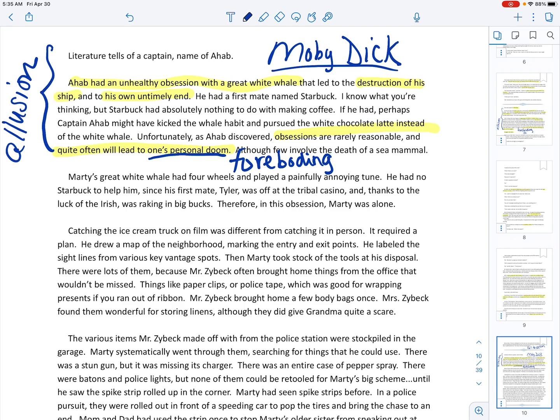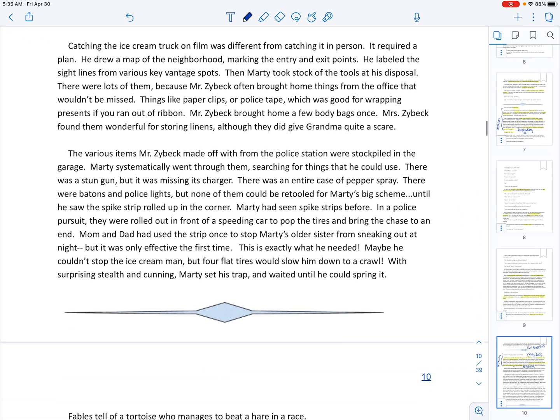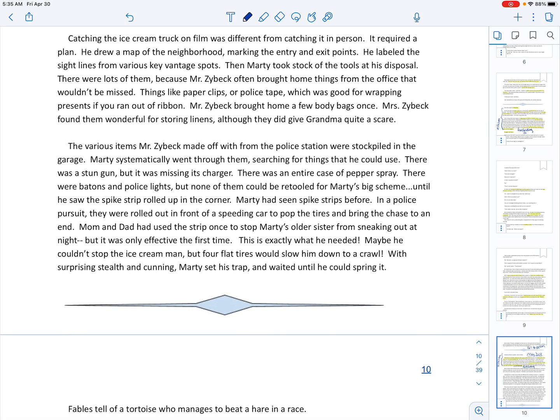Marty's great white whale had 4 wheels and played a painfully annoying tune. He had no Starbuck to help him since his first mate, Tyler, was off at the tribal casino and, thanks to the luck of the Irish, was raking in the big bucks. Therefore, in this obsession, Marty was alone. Catching the ice cream truck on film was different than catching it in person. It required a plan. He drew a map of the neighborhood marking the entry and exit points. He labeled the sight lines from various key vantage spots.